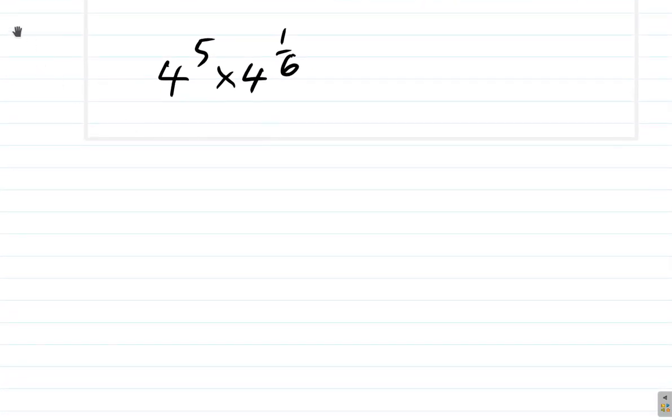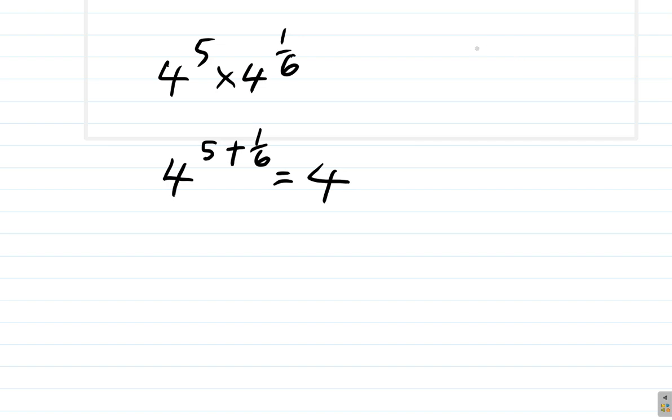Now, here, you know that when you have a number raised to a power times the same number raised to another power, what you will do is have that number raised to the power of the sum of the numbers. The numbers would be the indices or the powers, right? There is 5 plus 1/6. So in this case, what we have is 4 raised to the power of.